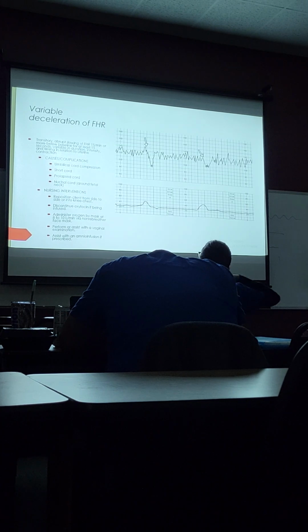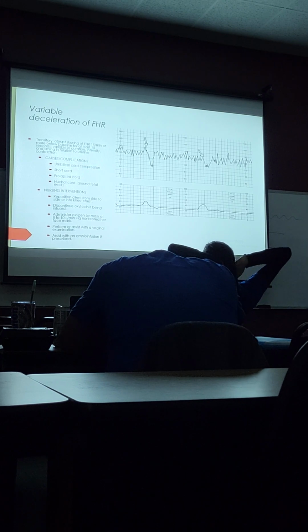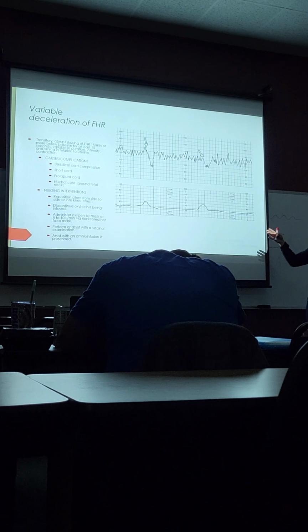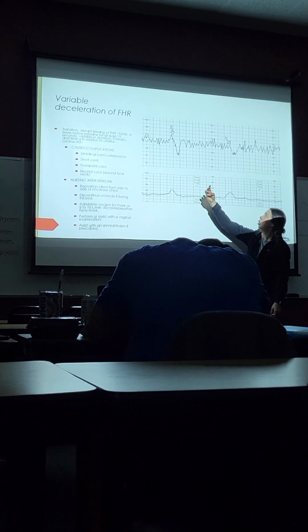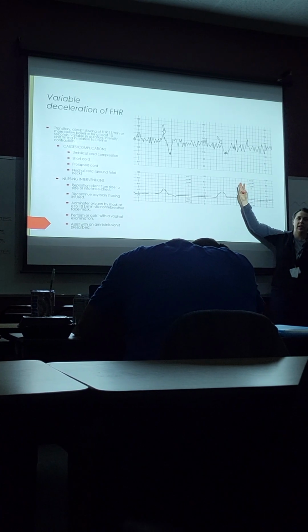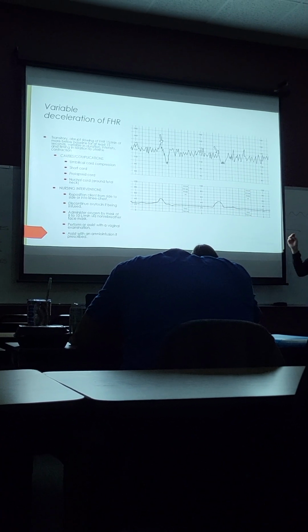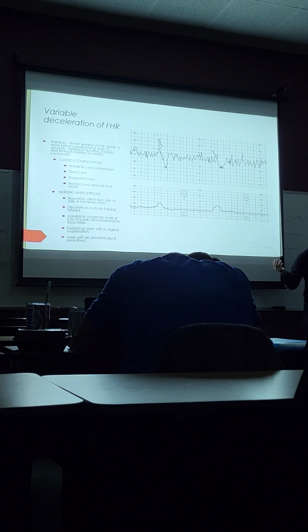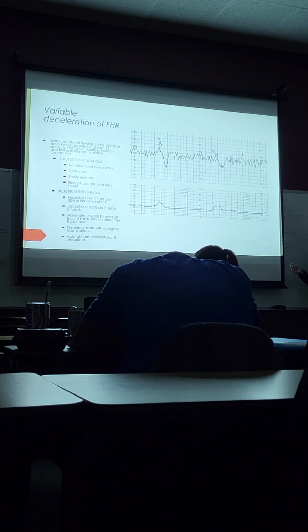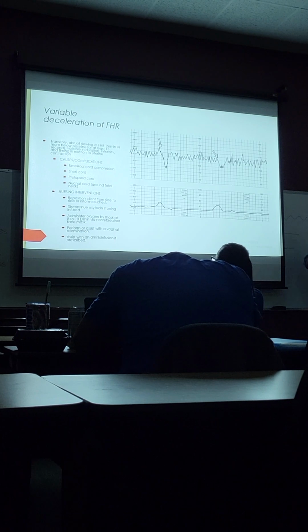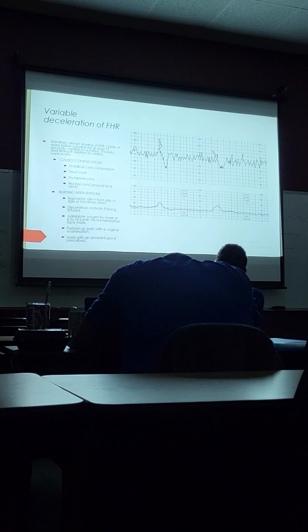Our variable deceleration is caused by umbilical cord compression, so we kind of already touched base on that. Just remember your variables look like these. They're very sharp and abrupt. So our V's are our W's. That will let you know if it's a variable. And usually you know it's a variable and not an early deceleration because it's an abrupt deceleration, and it's typically pretty low from the baseline, usually by like 30 or 40 beats. So they look like W's. Those are our variables.